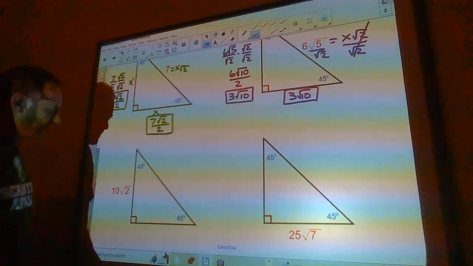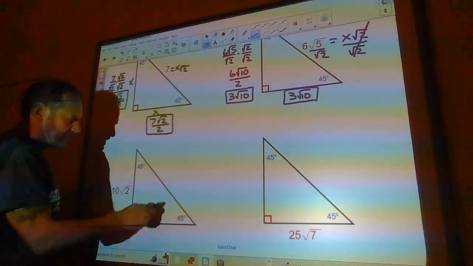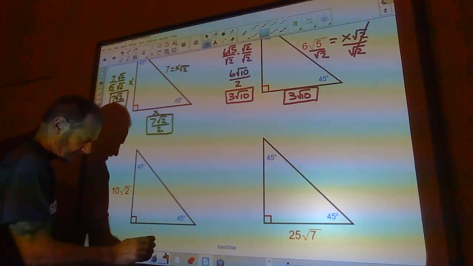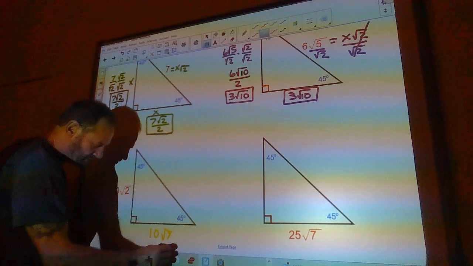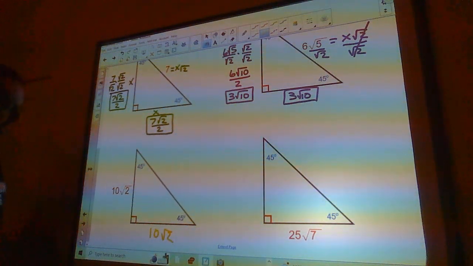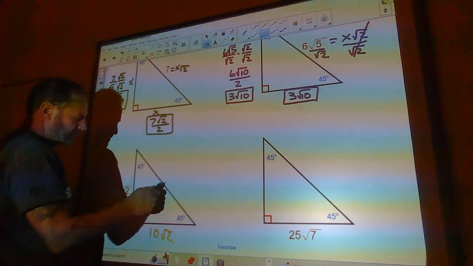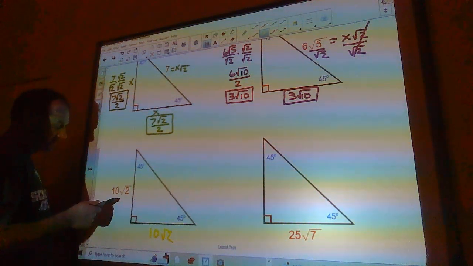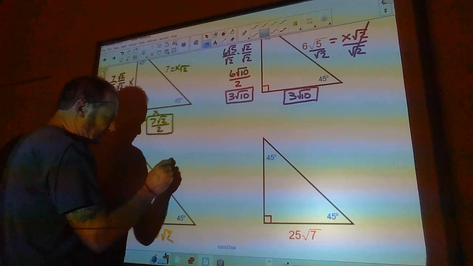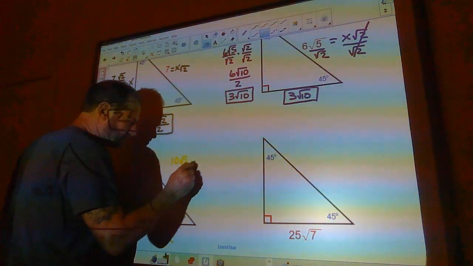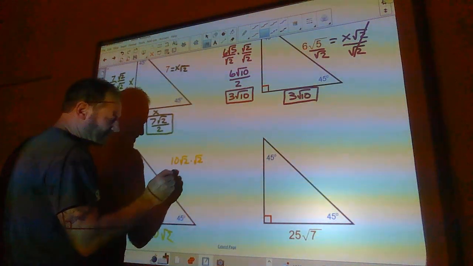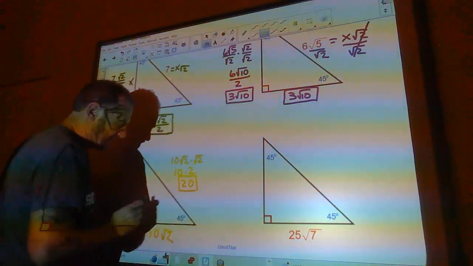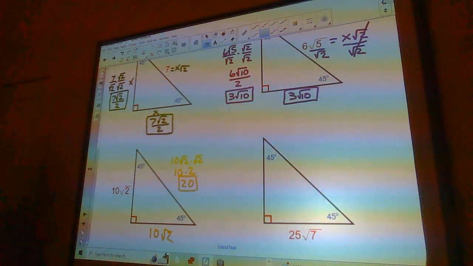All right, moving down a little bit. Remember, the sides are x, x, x square root of 2. So this side should be easy enough. This is going to be 10 square root of 2. And then I'm going to use the Pythagorean theorem to find, well, this one's going to be, I don't have to use the Pythagorean theorem. That's the beauty of this. I'm going to take this side times the square root of 2. So 10 square root of 2 times square root of 2. Well, that's 10 times 2, which is 20. So this side here, the hypotenuse, is going to be 20.